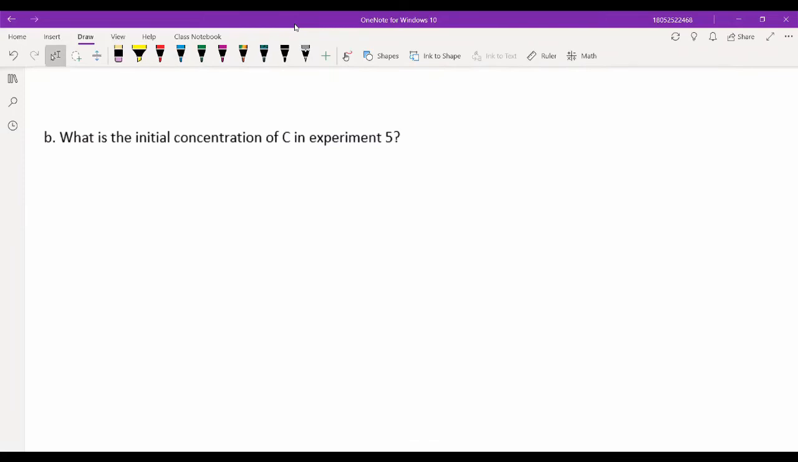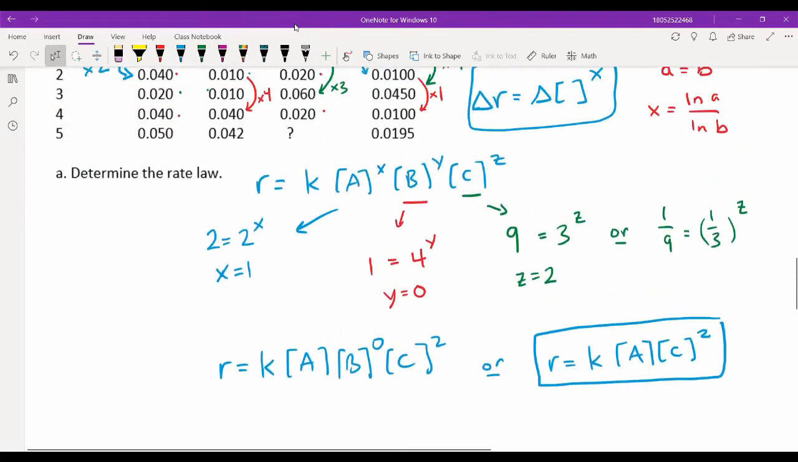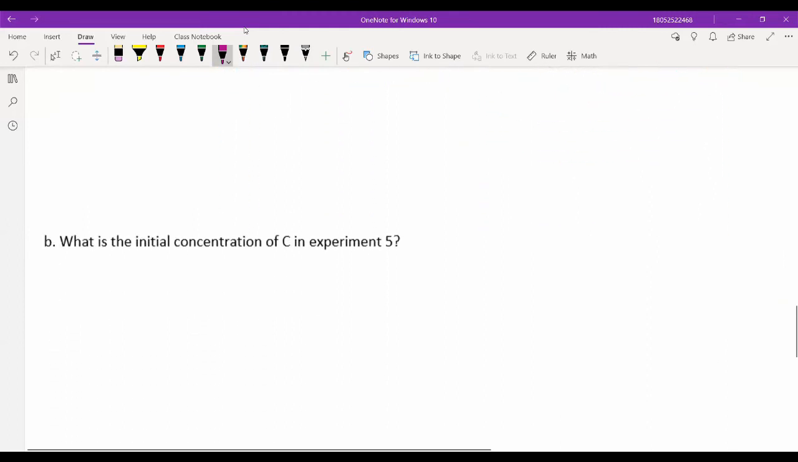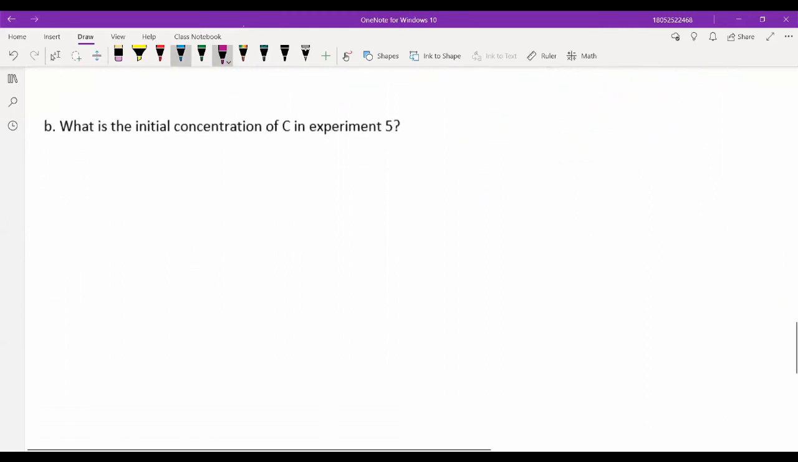B, what is the initial concentration of C in experiment 5? Going back to our table, we're trying to figure out this value here for the concentration. And you could do it conceptually, starting off with the concept of how the rate's changing, or depending on the problem, an easier or equally easy way is just to use the rate law once you've found that. So because we know what the rate law is, we'll just solve for K first.